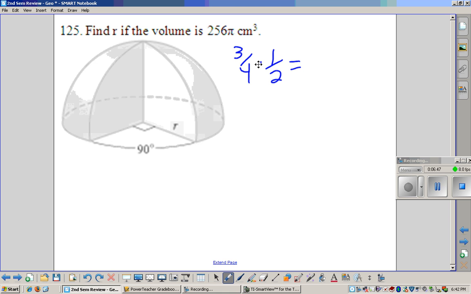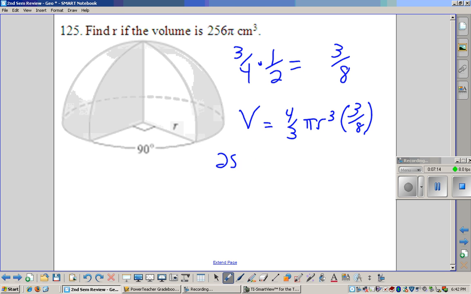So 3/4 of half is really 3/8 of an entire volume of a sphere formula. So we're going to take the volume of a sphere, which is 4/3 pi r cubed, and we're going to multiply it by 3/8 because we don't want the whole volume of a sphere. Okay? And they want to know what the radius is. We have everything we need.